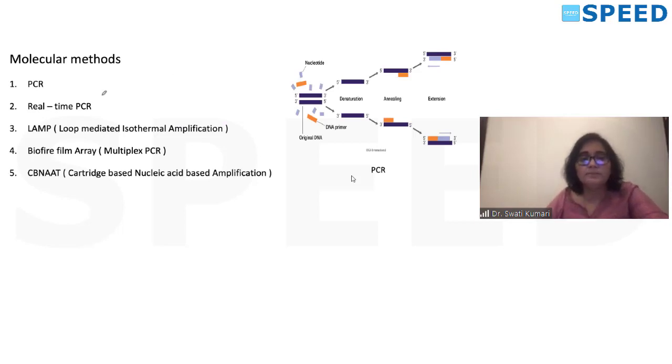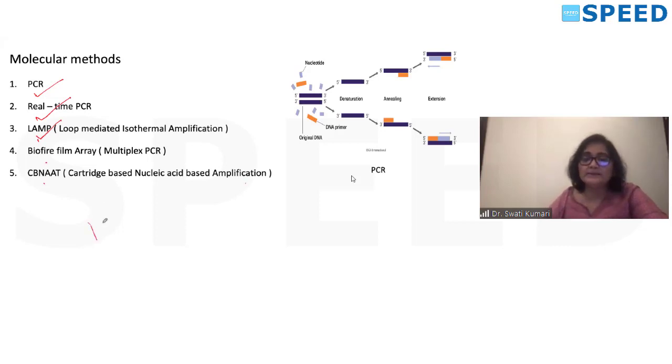Now coming to molecular methods. What molecular techniques do we use in microbiology? Molecular techniques have come more into the picture after the HIV outbreak and COVID outbreak. The molecular method has gained very high significance. So in molecular methods, you have PCR, polymerase chain reaction. You have real-time PCR, loop-mediated isothermal amplification, which is LAMP. Then you have BioFire FilmArray, which is multiplex PCR. Then you have CBNAAT, which is cartridge-based nucleic acid amplification test.